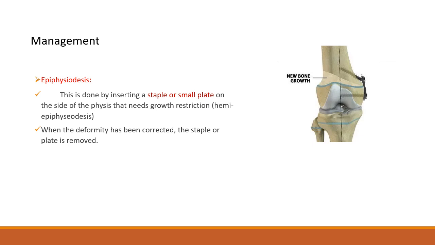This procedure is called hemiepiphysiodesis. So you arrest the growth on one side, on the long side, and allow the growth on the short side to correct the deformity. Once the deformity has been corrected, the plate or the staple is removed to allow symmetrical growth on both ends.